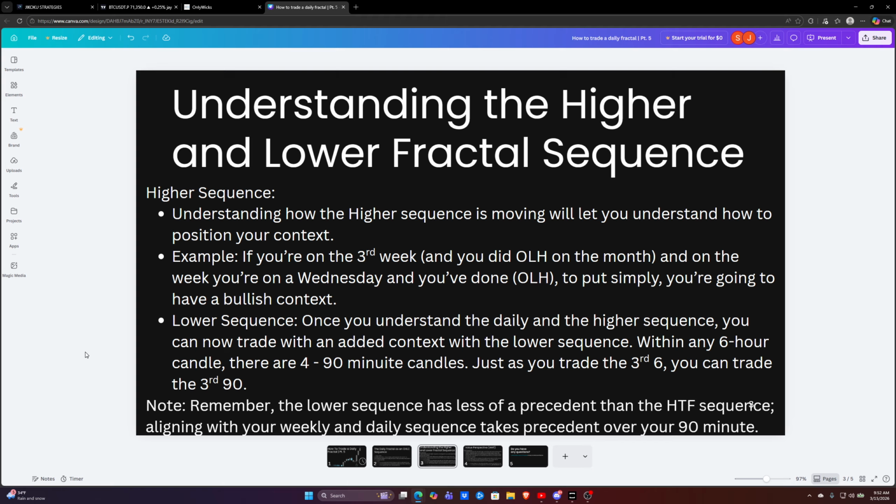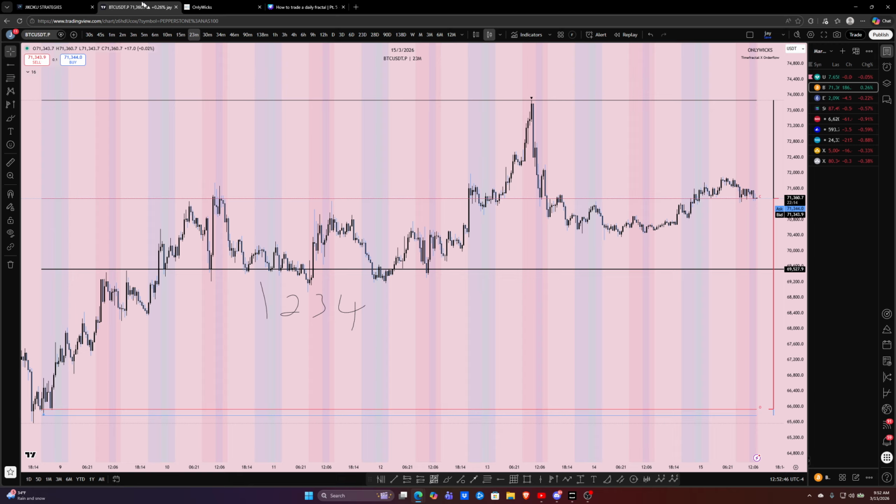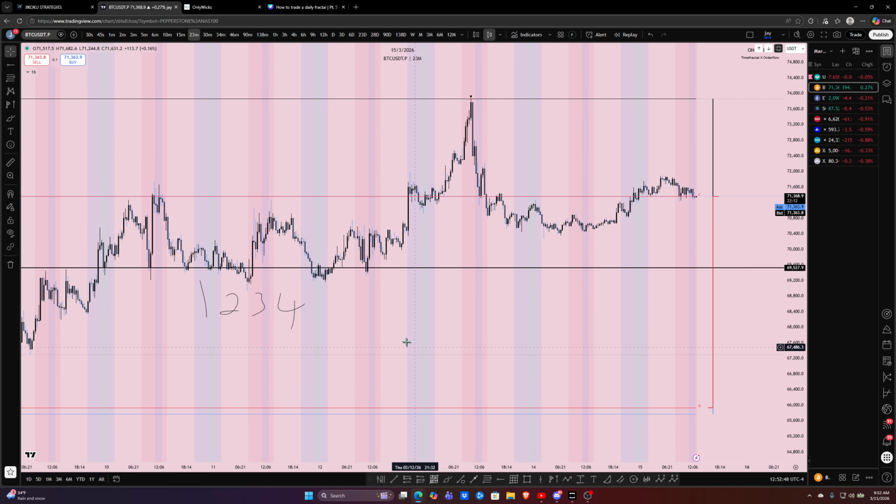Now remember, guys, the lower sequence has less of a precedent than your higher time fractal sequence. So you need to align with your daily and weekly sequence first, and that's going to be the most important before you look at your 90-minute and just keep going lower. The higher time sequence, remember we talked about this before, always takes priority.